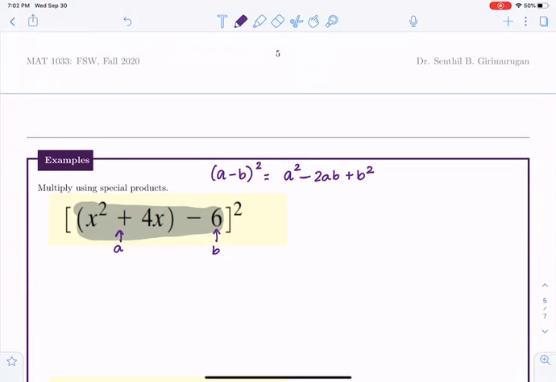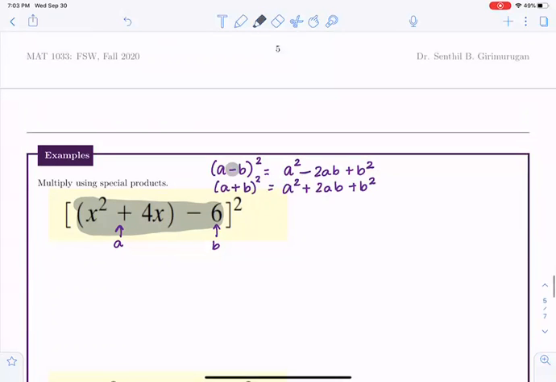In a similar manner, instead of a minus sign in the middle between A and B, if I had a positive sign, A plus B squared, the only thing that would change is the sign of the term 2AB. So I have plus B squared. So if it is minus here, minus there, positive there, positive there, the A squared and B squared term will always be the same.